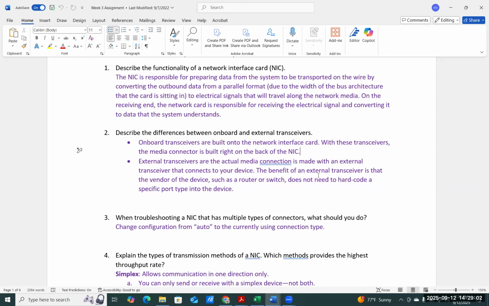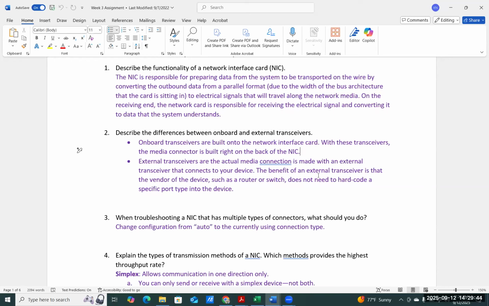So we want to make sure that when we're troubleshooting the network adapter that's using a lot of different connectors, it is on auto mode. This mode allows it to see that there are many connectors and it can change up to the appropriate connector as needed. And we're not just talking about the PC, we're thinking about the network adapter on the server, the network adapter used in appliances like switches and routers. So we want to make sure that we configure it as auto.